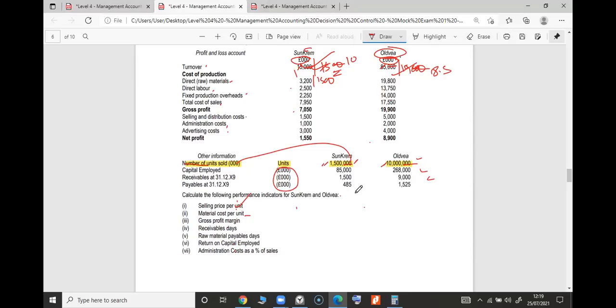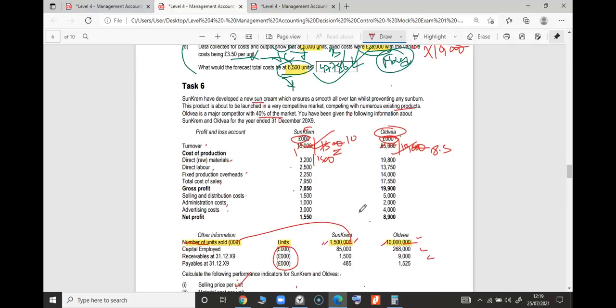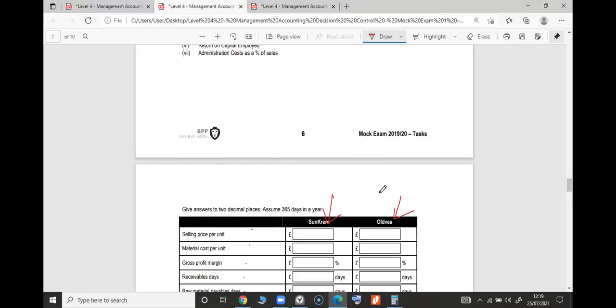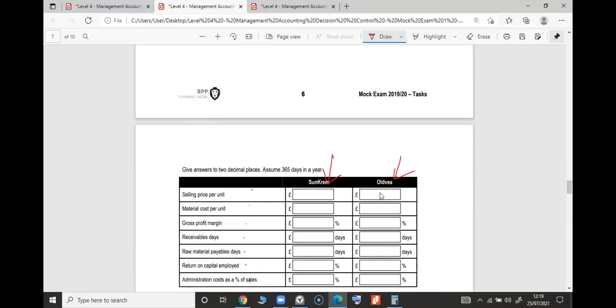Does it? I was looking for that one. Where does it say? On the top of the table, is it? Yeah. Which table? What did I miss? Oh, yeah. Thank you. Give the answers to 2 decimal places.